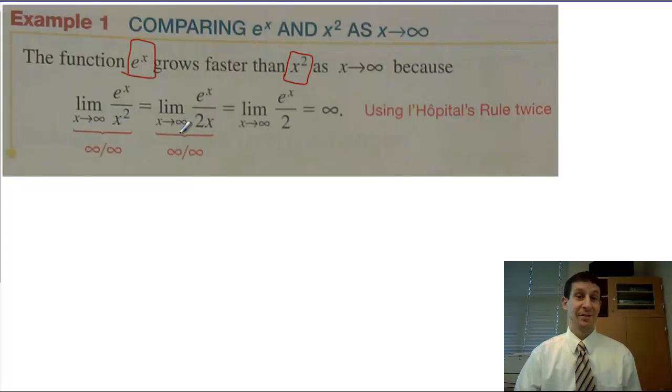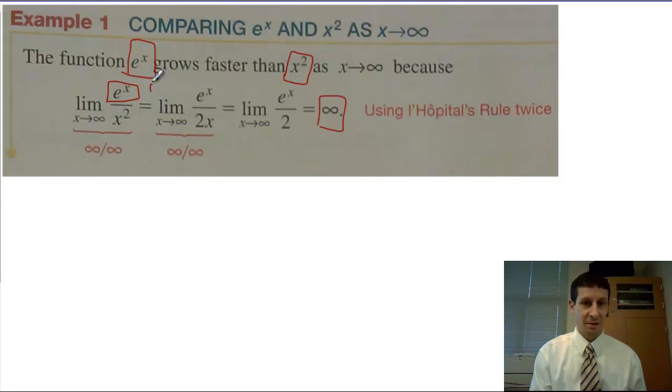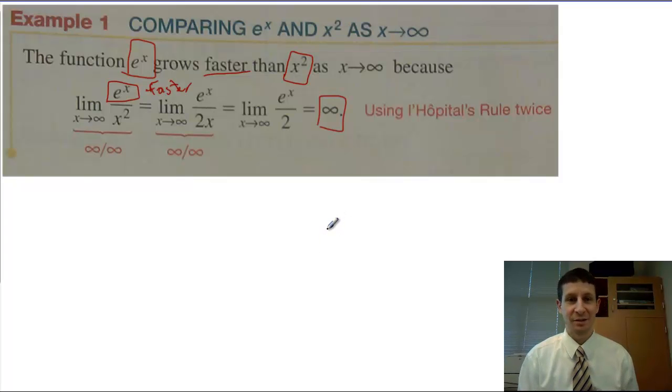Try it again. E to the infinity is still infinity. 2 times infinity, still approaching infinity. Use L'Hopital's rule again. Derivatives. This time we get infinity over 2, and so if your numerator is approaching infinity, overall your whole thing is approaching infinity. And from what we just talked about on the last slide, that means that the upper function is what is faster here. So we could say it is faster. And they had already concluded that up above. So that's how they decided that e to the x grows faster.